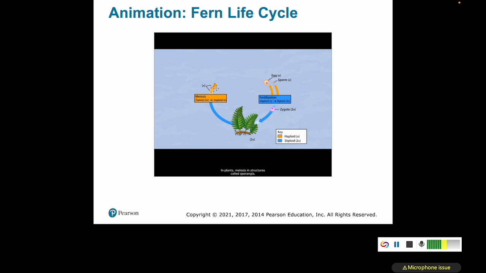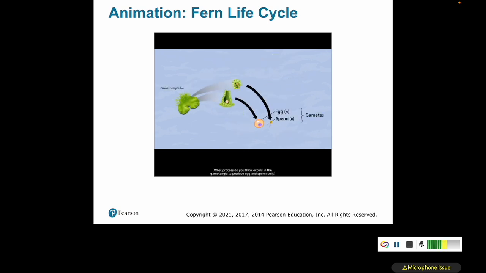In plants, meiosis and structures called sporangia result in haploid cells known as spores. The diploid plant that produces spores is the sporophyte. A haploid spore undergoes many mitotic cell divisions and develops into a haploid multicellular individual. The sporophyte in this example is a fern, and the plant that develops from a fern spore is shown here. The new haploid multicellular plant is called the gametophyte because it produces gametes, egg and sperm cells. The gamete-producing structures are called gametangia. What process do you think occurs in the gametangia to produce egg and sperm cells?